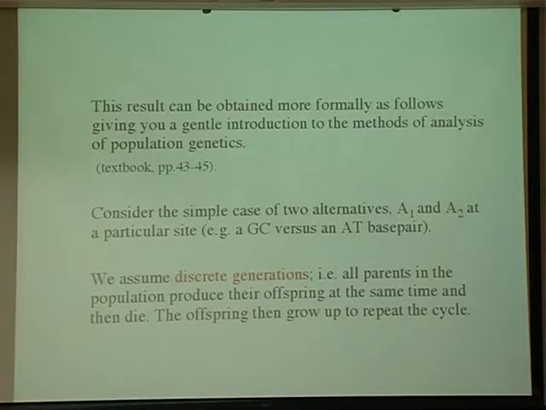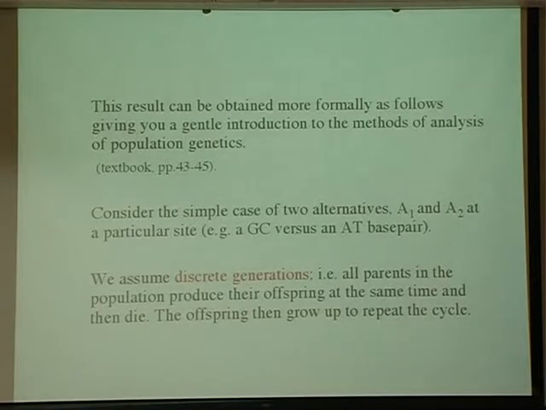So the zygote is formed when the sperm fuses with the egg. That gives you the zygote. They're formed at the beginning of the generation. Then these individuals go through some period where they grow up into the adult individual. The adults then mate with the other individuals in the population. If it's a sexual population, then the whole thing goes round and the adults then die.